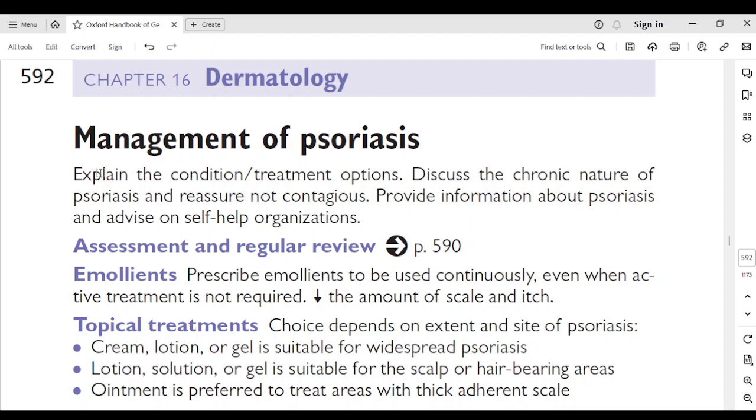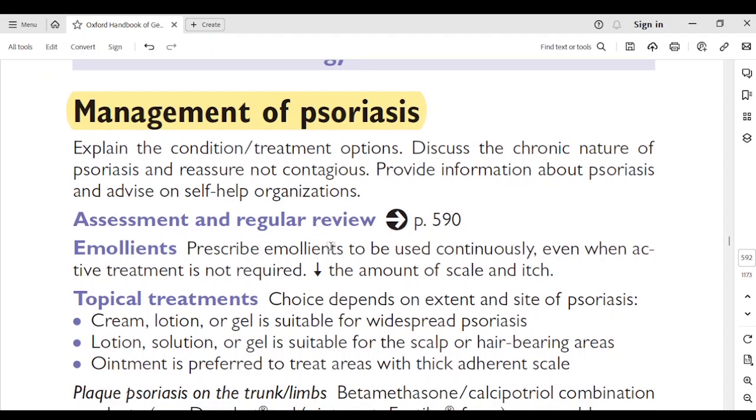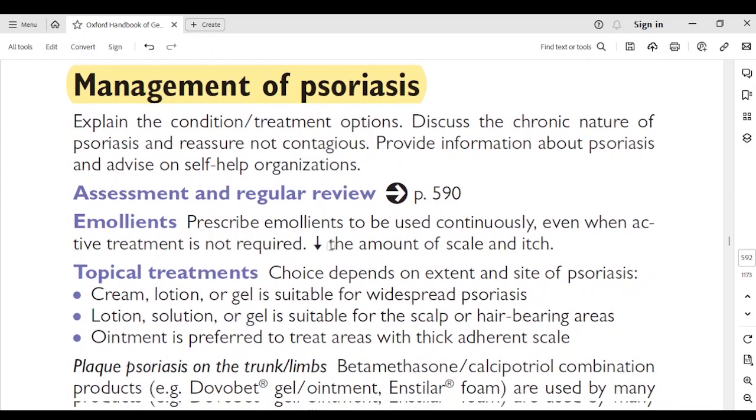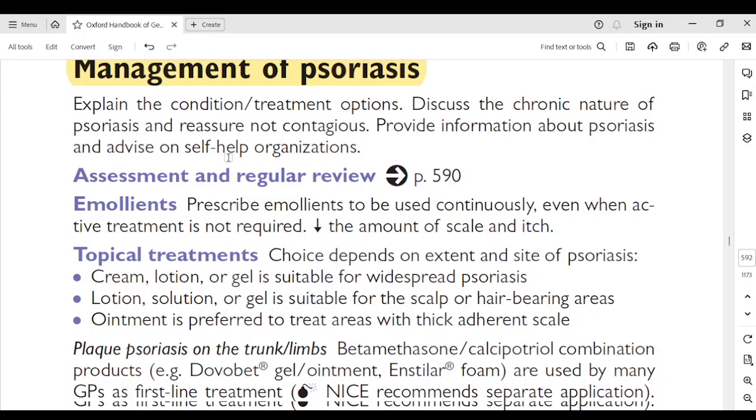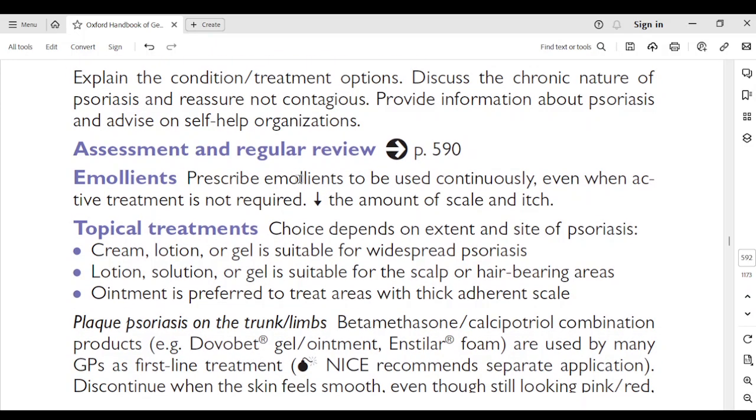Management of psoriasis. Explain the condition and treatment options. Discuss the chronic nature of psoriasis and reassure that it is not contagious. Provide information about psoriasis and advice on self-help organizations. Assessment and regular review.